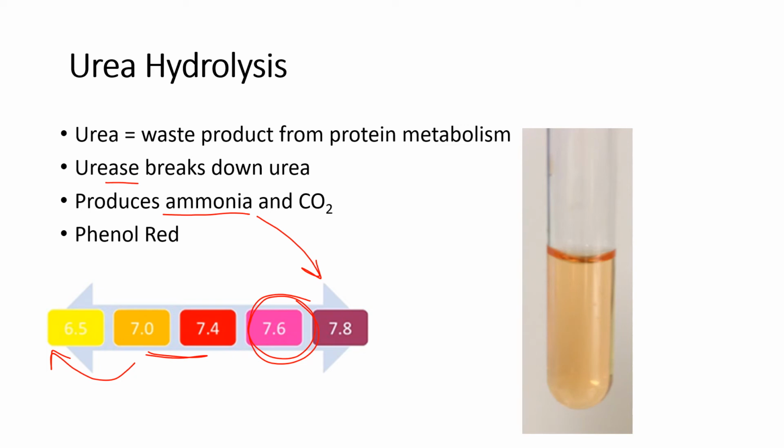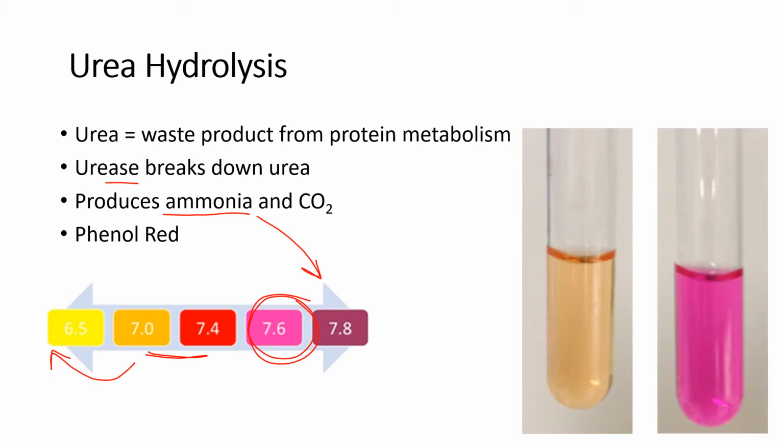So the original media would look like this. It would be a liquid. You would inoculate it with the bacteria, let it incubate for 24 hours. And if ammonia was produced, if urease was able to break down the urea, then you would see a very pink color. So this is a positive, and if it remained that sort of orange color, that is a negative result.